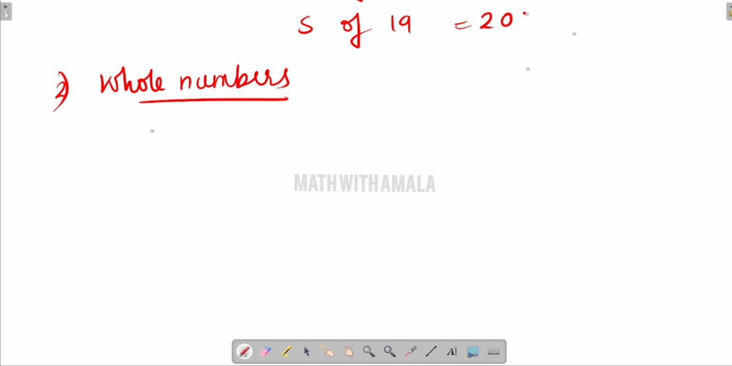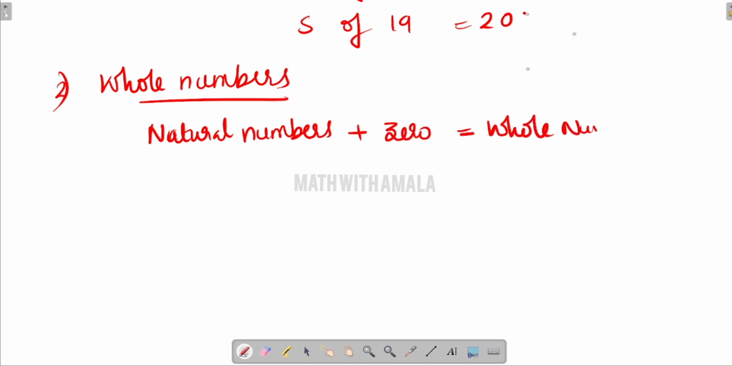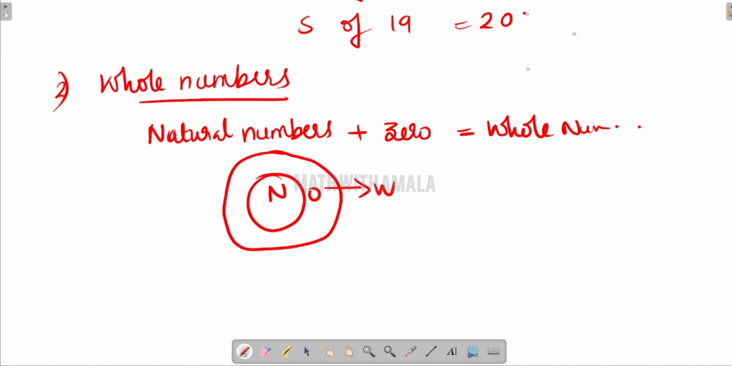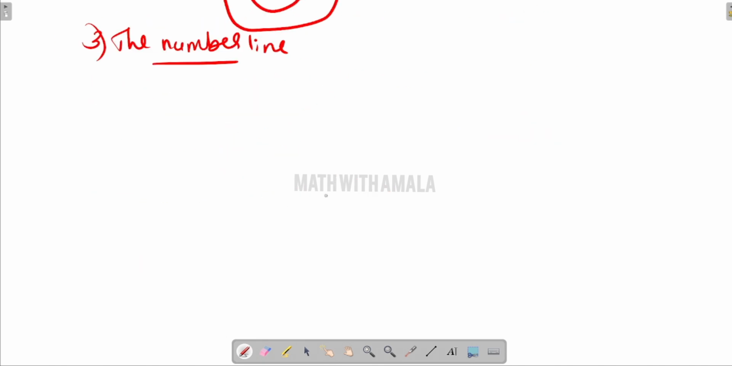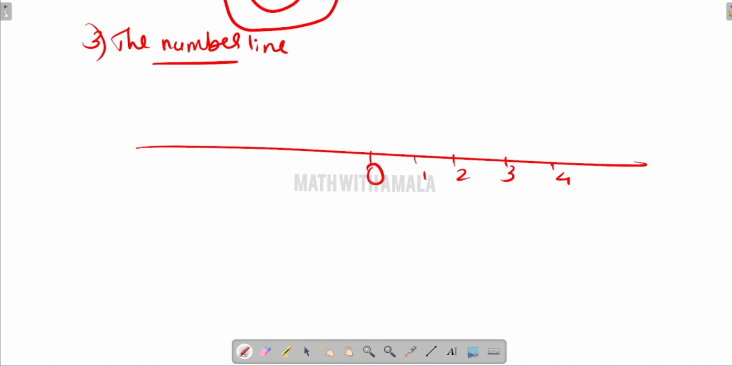Now let's move to the whole number set. What do you mean by whole numbers? Before that, let's discuss the natural numbers. Natural numbers are the common counting numbers which start from 1, 2, 3, 4, etc. That number set along with 0 is called the whole number set. So the whole numbers start with 0, 1, 2, 3, 4, 5, etc.